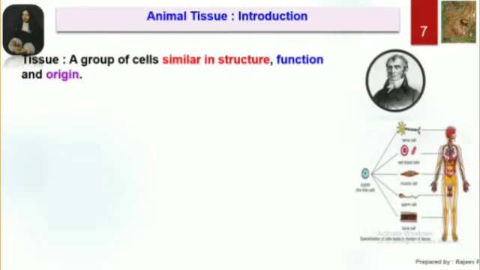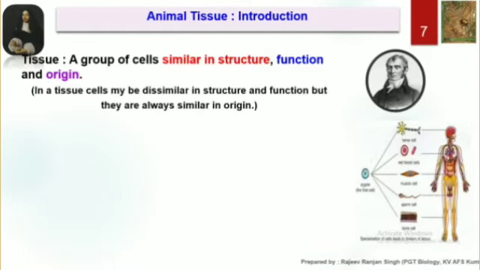Animal tissues. We define tissue as a group of cells similar in structure, function and origin. You might have seen how the level of organization starts. It starts with cells grouping to form tissues, tissues form organs, organs form organ systems, and so on to the organism. In a tissue, cells may be dissimilar in structure and function, but they are always similar in origin.